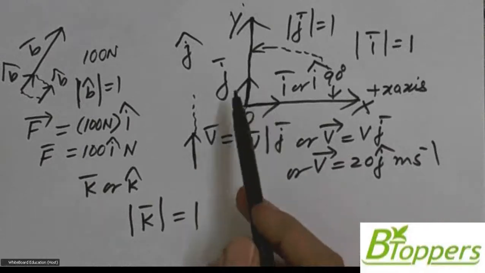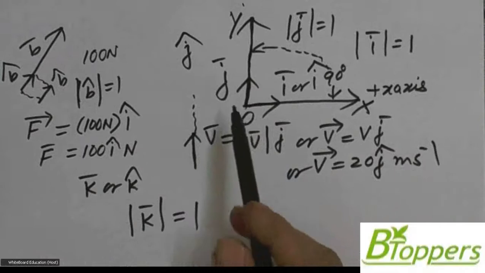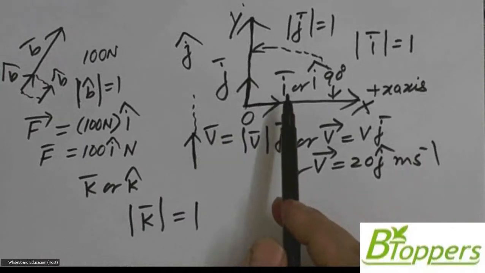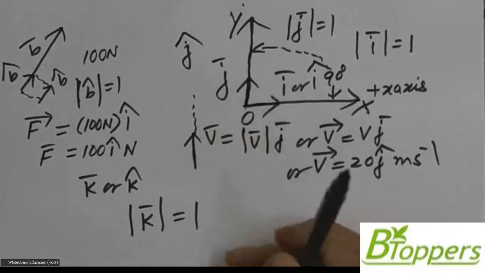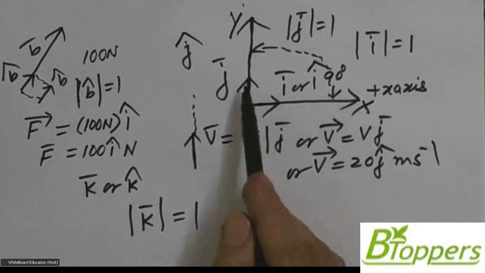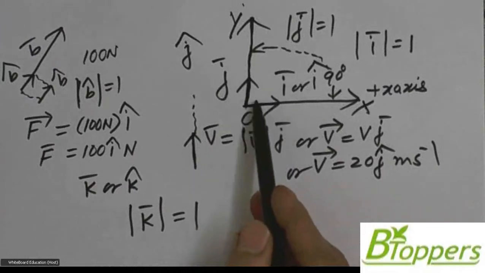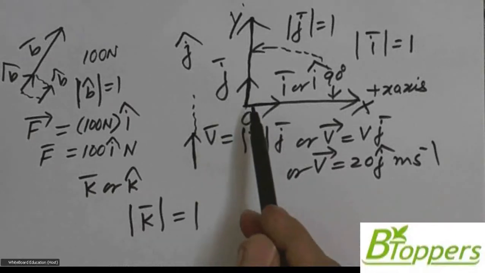That means the angle between k bar and j bar is 90 degrees. The angle between k bar and I bar is also 90 degrees. The angle between I bar and j bar is also 90 degrees. That means the unit vector k bar acts perpendicular to the xy plane containing I bar and j bar. In the given figure it acts perpendicular to the plane and outwards.